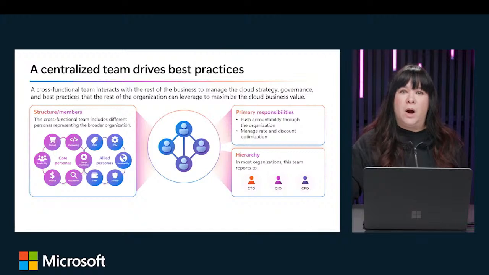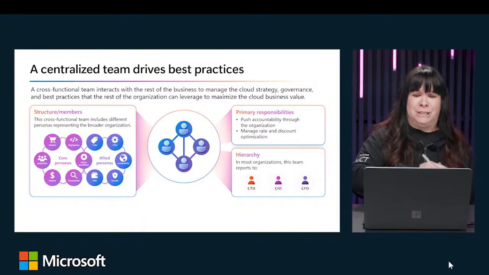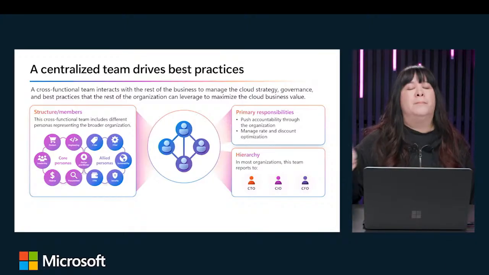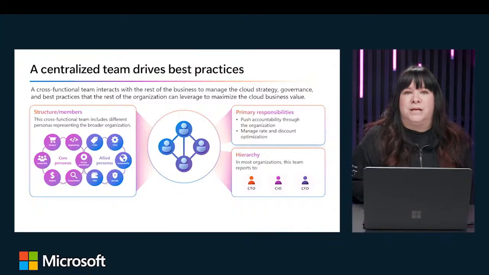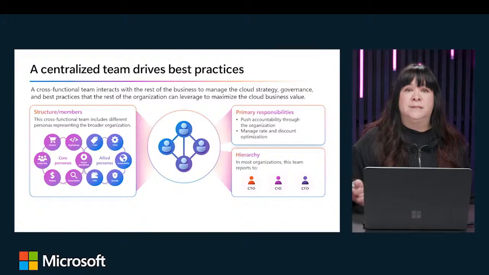In this model, a cross-functional team known as CCOE, Cloud Cost Center of Excellence, interacts with the rest of the business to manage the cloud strategy, governance, and best practices that the rest of the organization can leverage to transform the business using the cloud. Hierarchy is flexible. Now, you notice in that slide, I just said best practices how many times? Many times. And the reason why we always suggest best practices is we gather our best practices from our customers. So people that are doing it already and what they find works well. And so then we implement those into our best practices.